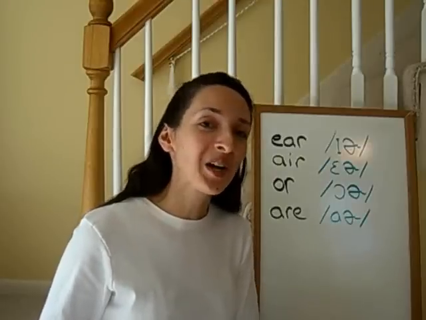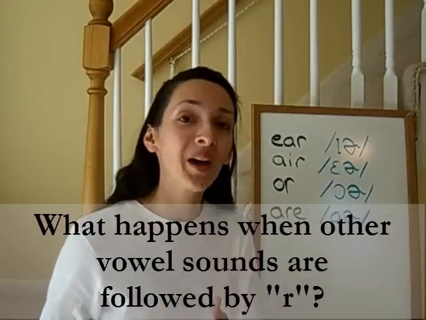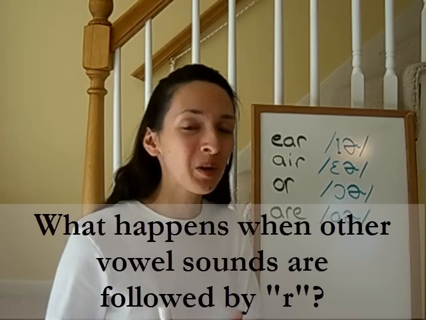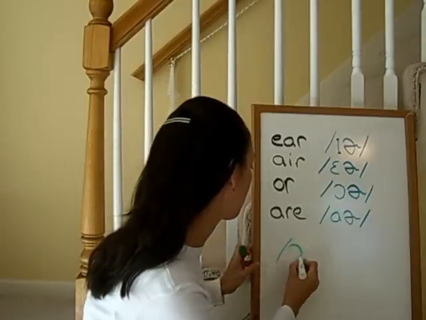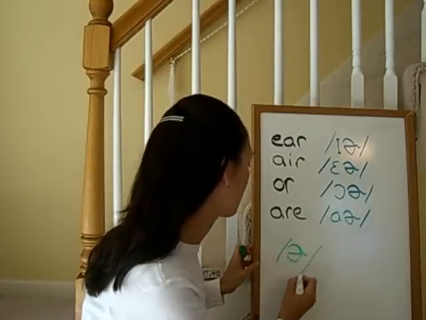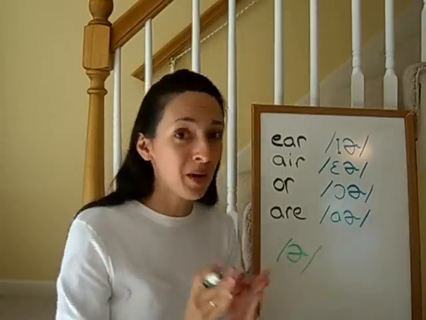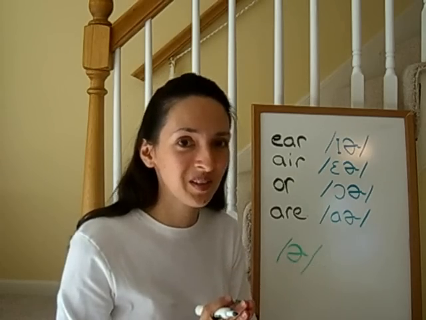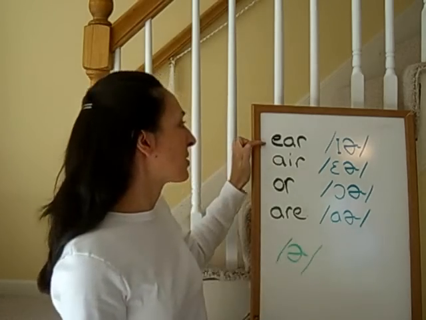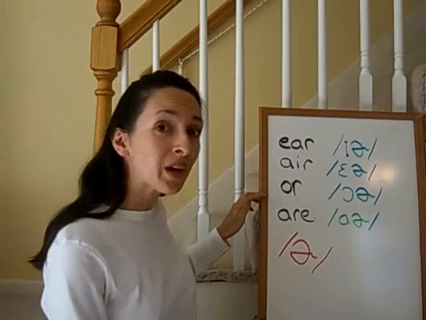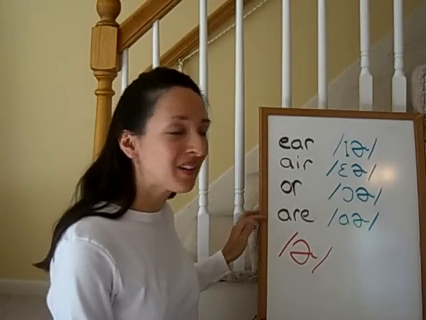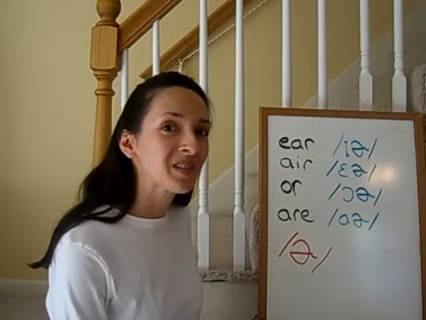Okay, so now let's talk about how R combines with other vowel sounds. Let's work with our basic sound, R, and we'll combine it with other vowel sounds. Here are some examples: ear, air, or, R. Here are the phonetic transcriptions.